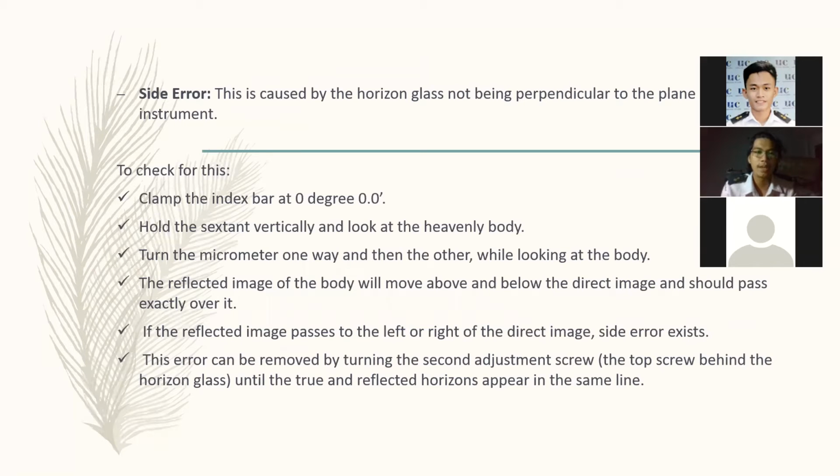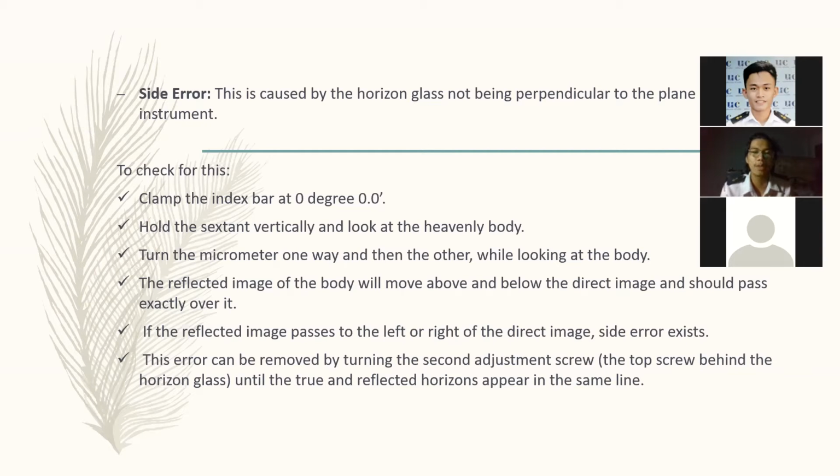Next will be the side error. What is side error? This is error caused by the horizon glass not being perpendicular to the plane of the instrument. The horizon glass is another part of the sextant, same as the index glass. So how to check this error?